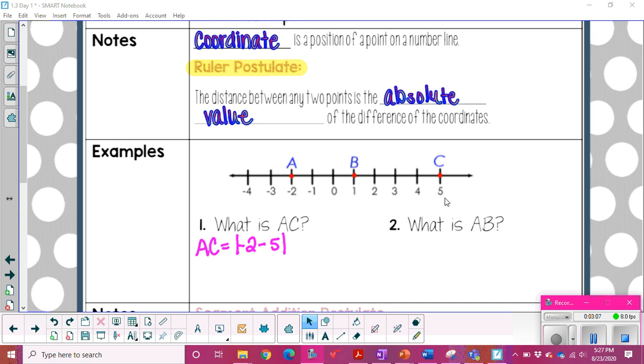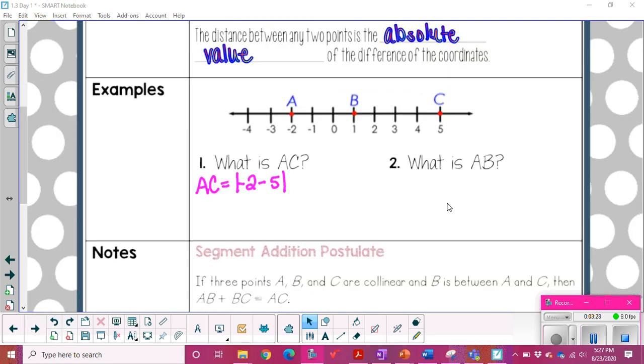Because the ruler postulate says the distance between any 2 points is the absolute value of the difference of the coordinates. The coordinate of point A is -2. The coordinate of point C is 5. The difference means to subtract, so -2 minus 5. Let me scroll down. -2 minus 5 is going to give you -7. But the absolute value of -7 is 7. So the distance from A to C is 7 units.